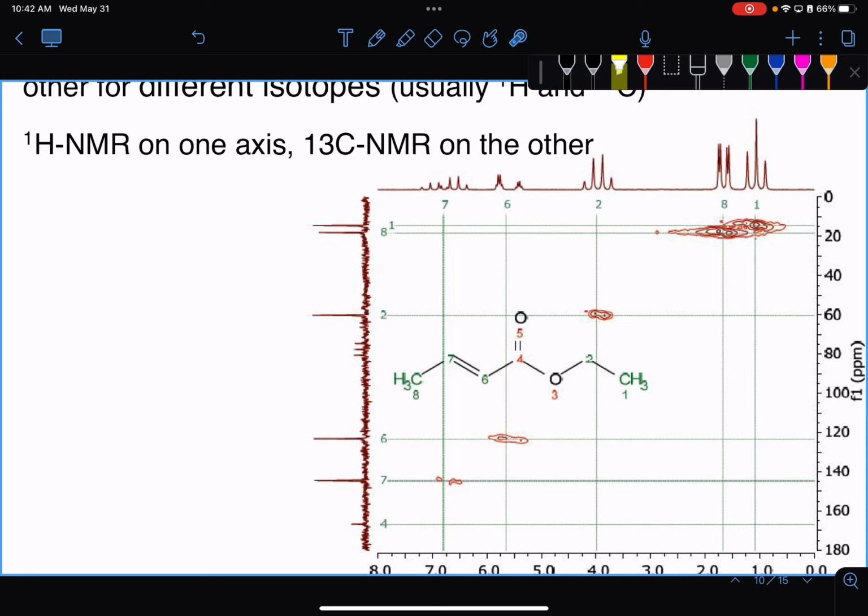Okay, any questions on carbon NMR before we move on? Yes? I just had a general question. Can you just go over coupling one more time, like what that means?